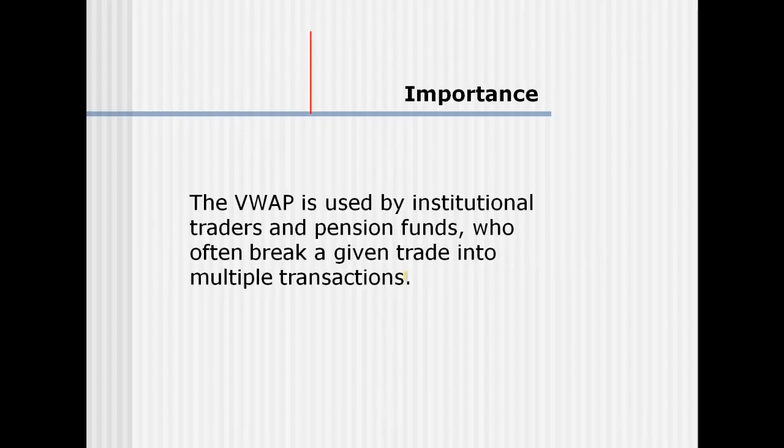Now, why is it important? And this is really the key question. The VWAP is used by institutional traders and pension funds. It is very widely used. Many of their buying and selling algorithms are actually structured and designed around the VWAP. They often will break up their orders, their trades, into multiple transactions. So they decide what quantities they will be buying at different levels based on the volume weighted average price.